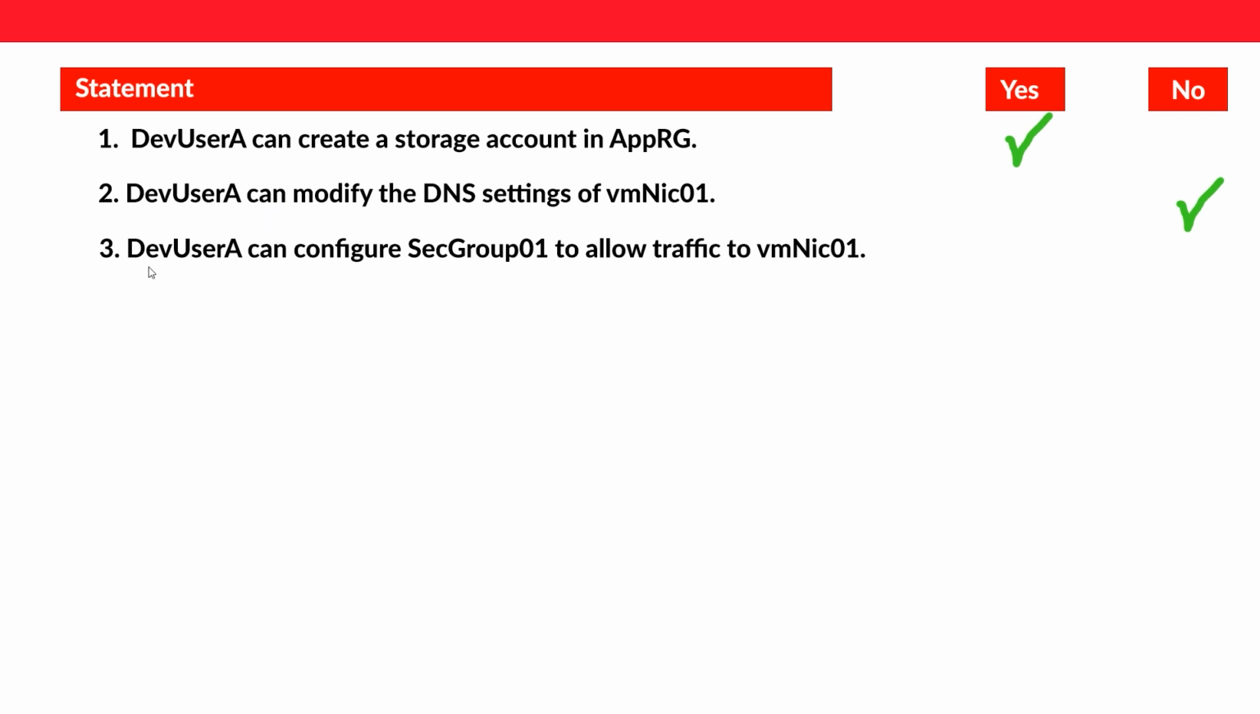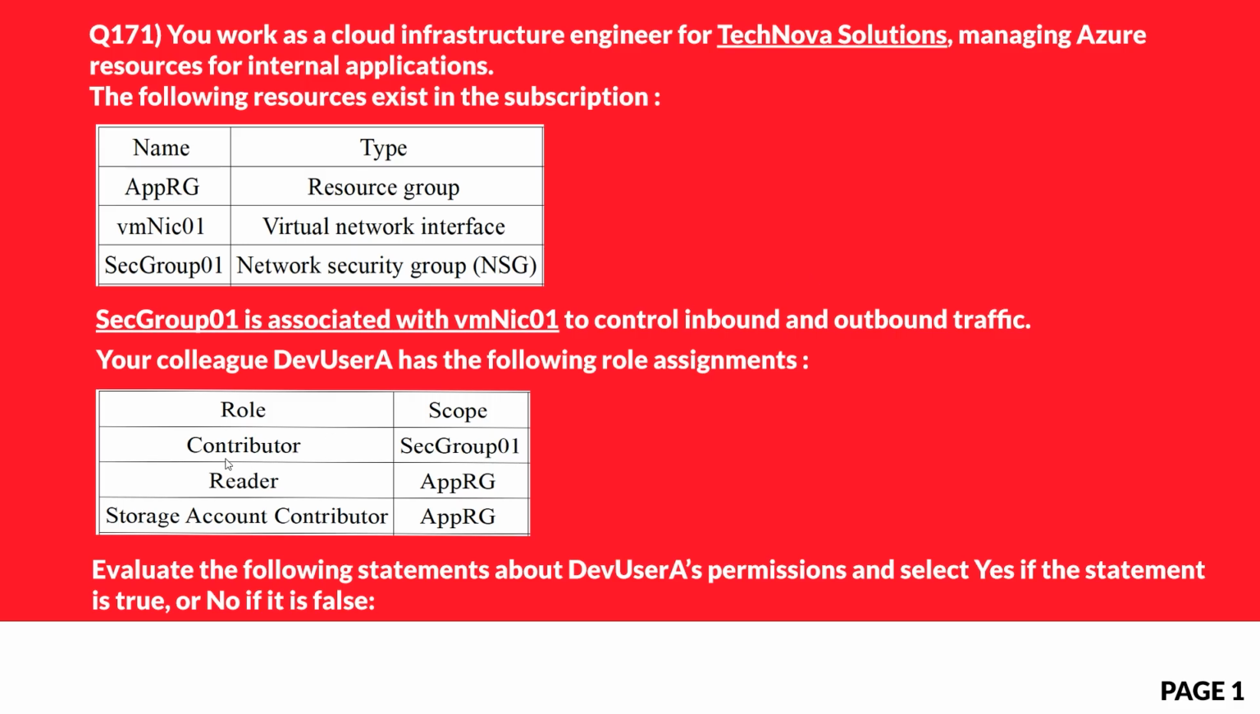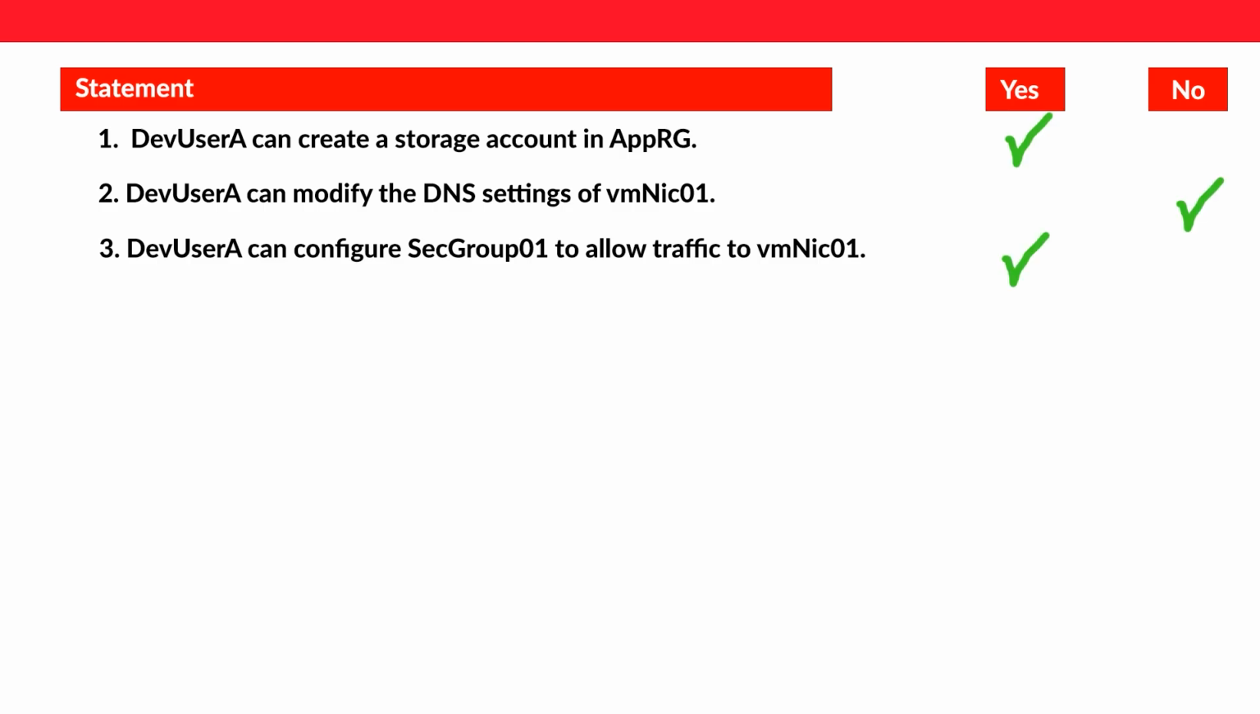Now let's read statement 3. Statement 3 says dev user A can configure sec group 1 to allow traffic to VM NIC 1. If you look here, dev user A has contributor access to sec group 01, which allows them to modify NSG rules since sec group 1 is linked to VM NIC 01. Changes will affect traffic flow to it. Therefore, the answer is yes for it. We'll log this as the right answers.